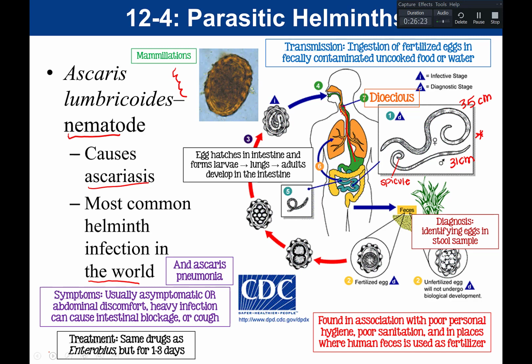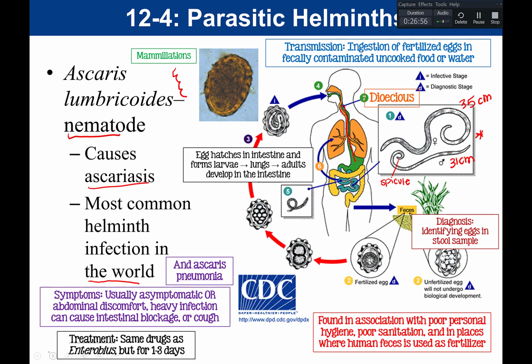And so again, because it takes 2 to 3 months from the time you ingest it until the time where the females are reproductive, that's why you often have to do multiple stool samples, because it might be that she's just not producing eggs yet, but you're still infected. And so this is why multiple stool samples might need to be used. But again, we are looking under the microscope for the presence of these eggs in the stool sample.